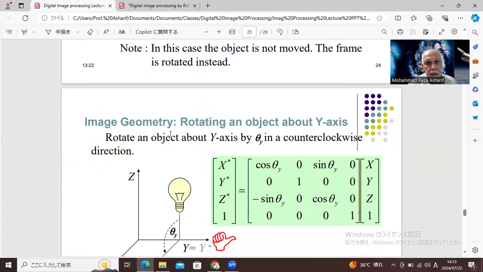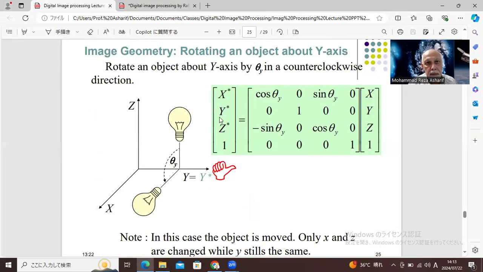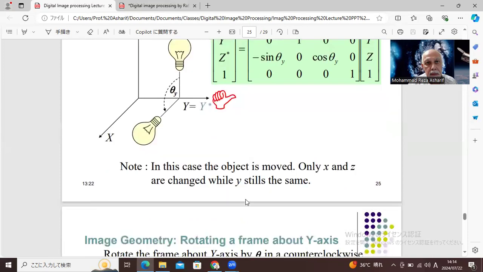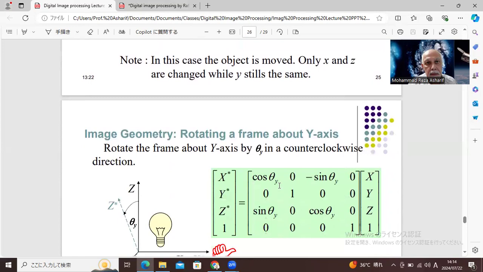In the case of rotating over the y-axis, again, y doesn't change, but x and z will change. In this case, the object is moved, only x and z are changed, and y is still the same.